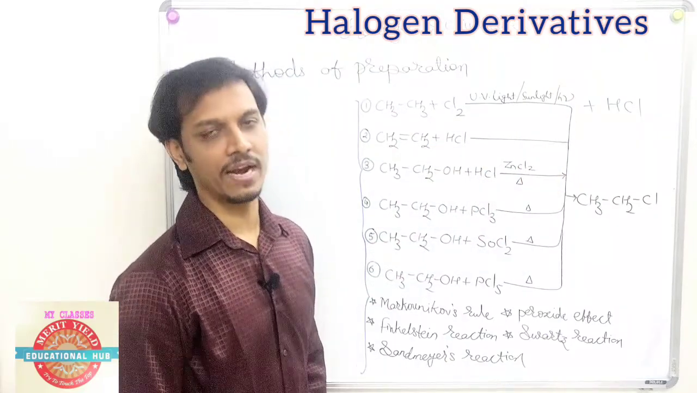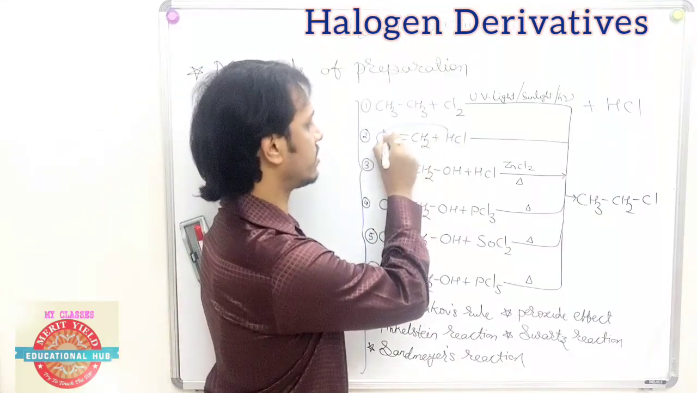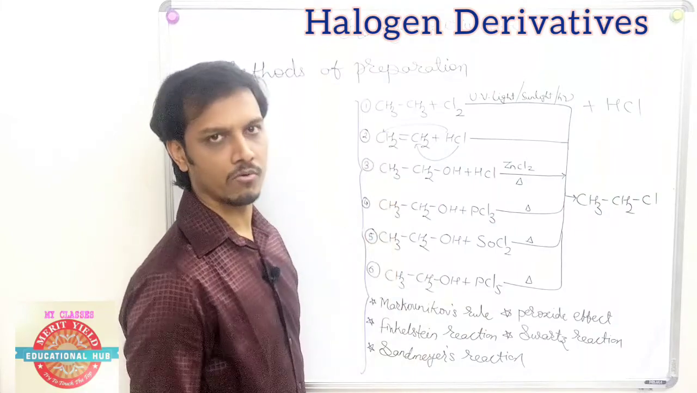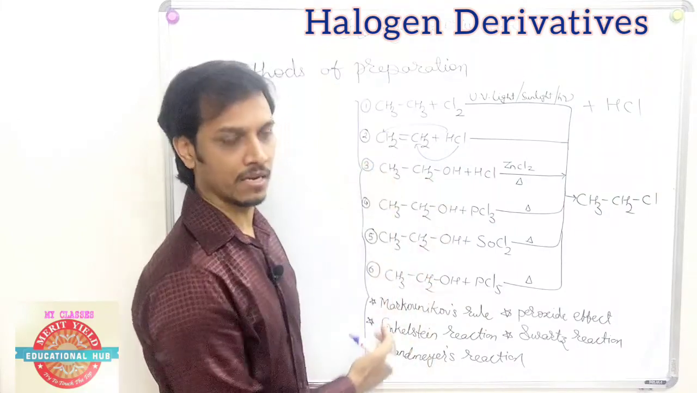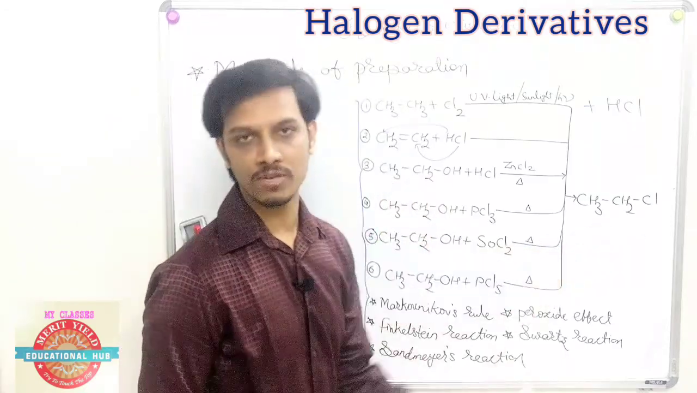Here the free radical mechanism takes place. This CH goes to this CH2 and this Cl goes to the remaining C, or vice versa, whatever it may be. So this is the addition reaction example. The whole HCl is getting merged into this CH2 double bond CH2, and we are getting the same product once again.